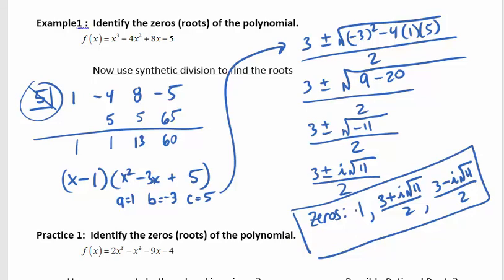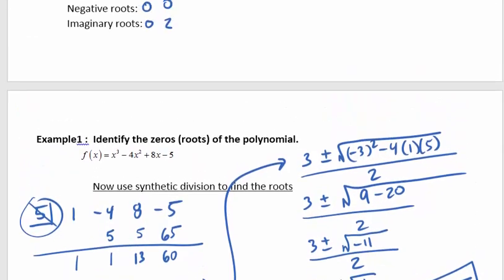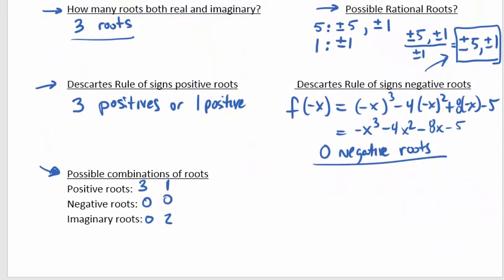Notice we have one rational root. I could write 1 as a fraction. It'd be 1 over 1. That would make it a rational number. And it looks like 2 imaginary roots. And if we go back up here and look at our combination, it was this combination right here that we ended up having: 1 positive rational root, and then 2 imaginary roots.